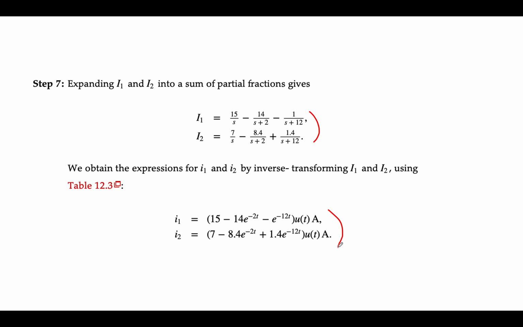Okay, I want to comment on the functional form and a little bit about the physics of what's going on here. So let's go back. You notice, first of all, we have a DC term or a constant. And then we have two different exponential decay terms with two different time constants. This one being 1 over 2, and this one being 1 over 12.